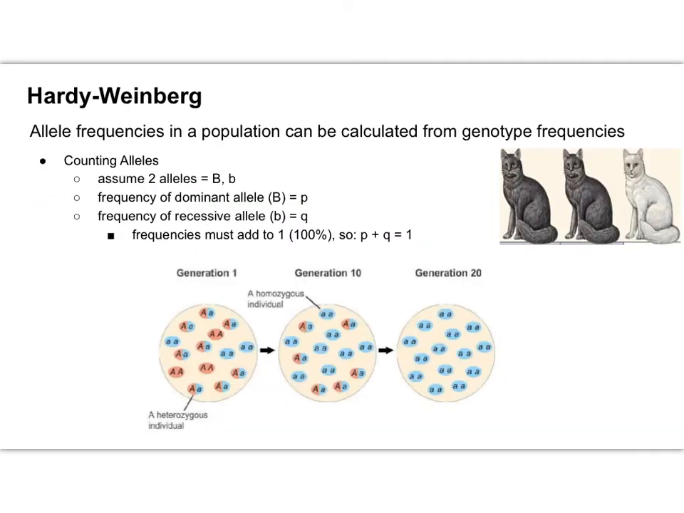So we can calculate Hardy Weinberg equilibrium by using allele frequencies in a population. We can find allele frequencies from genotype frequencies. We can use allele frequencies to determine genotype frequencies. If we knew the whole population, we could count alleles, assuming that each trait has two alleles, one dominant, one recessive. These are the things that you need to make sure you remember.